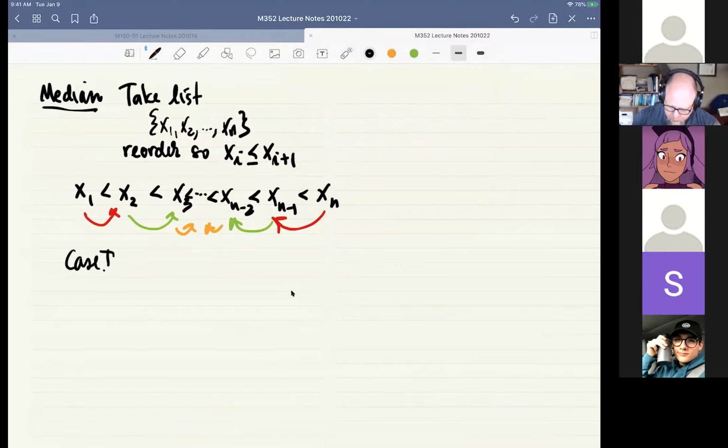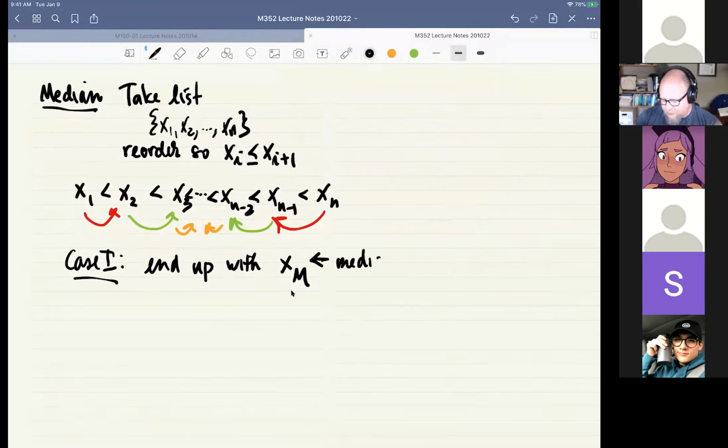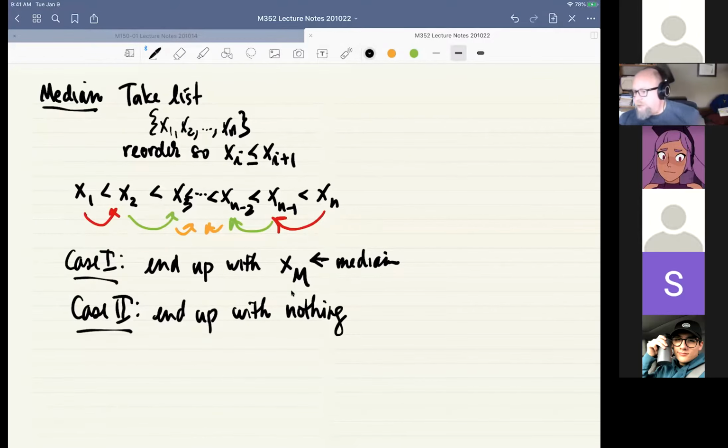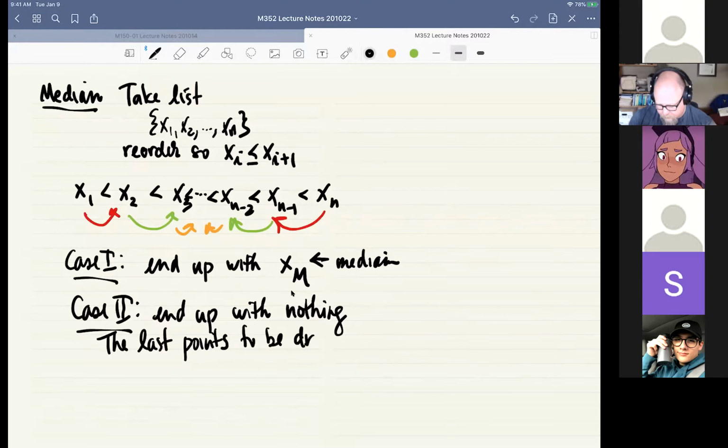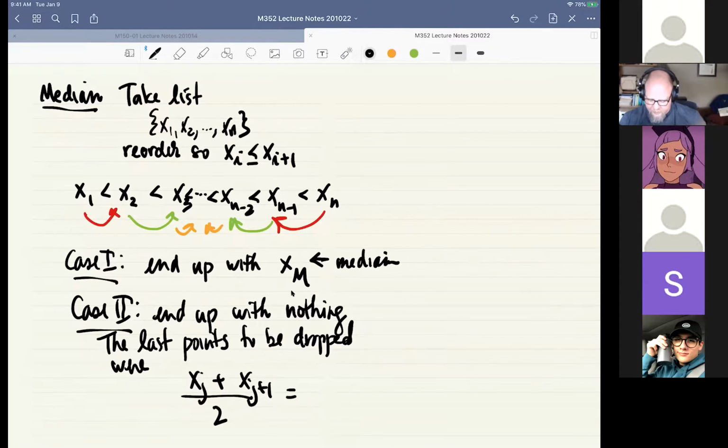And either you're going to end up with a single number, x_m, and then that's what we call the median. Or you're going to end up with nothing. And you end up with nothing when you've got an even number of data points. So if that's the case, then the last points to be dropped were x_j and x_(j+1). They were two adjacent data points. And so what we're going to do is take their average, and then that's the median.